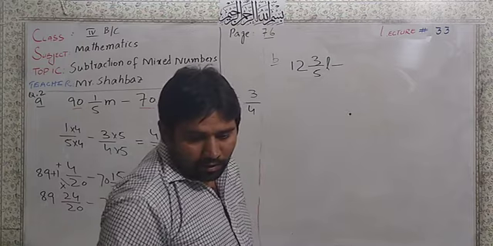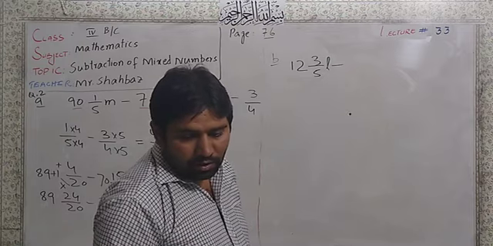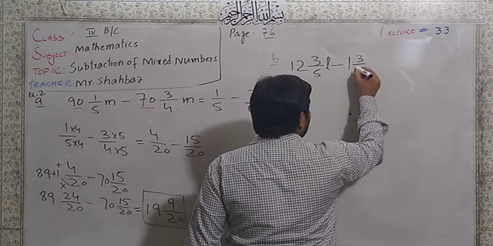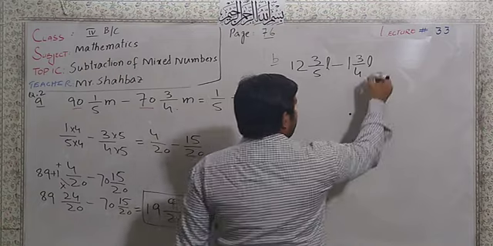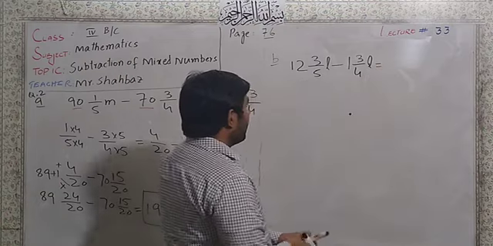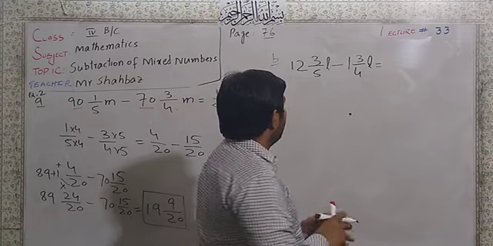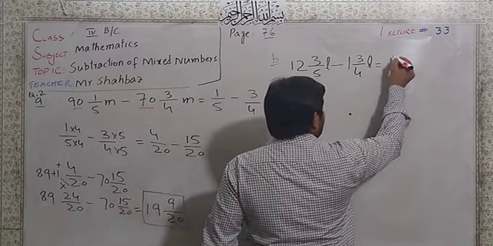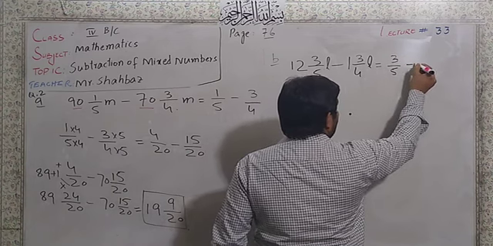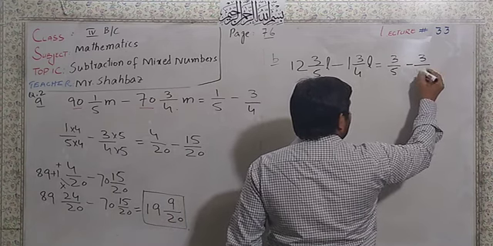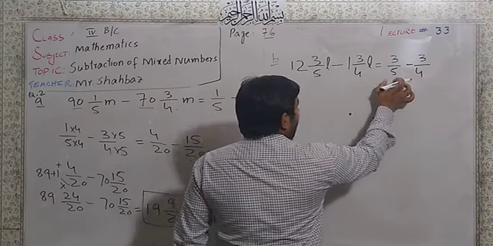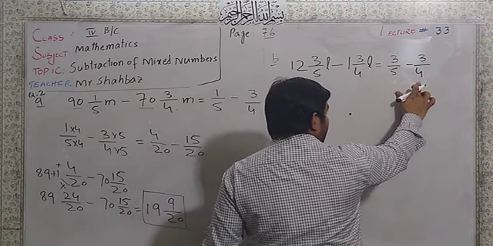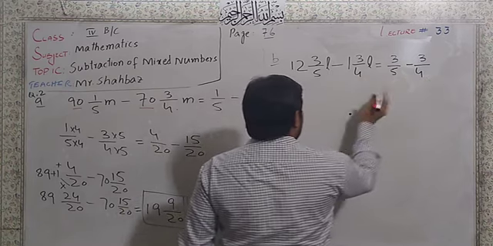12 whole 3 over 5 liter minus 1 whole 3 over 4 liter. 1 whole 3 over 4 liter. So we will write the fraction 3 over 5 and 3 over 4. First is 3 over 5 minus 3 over 4. Here this is 5, this is 4, meaning the LCM of 5 and 4 is 20. We will make 20 this and also 20 this.